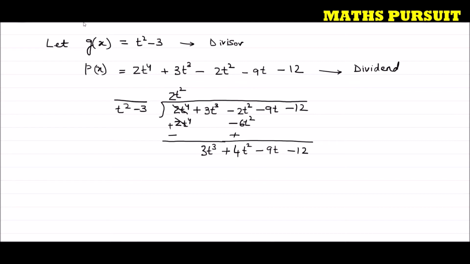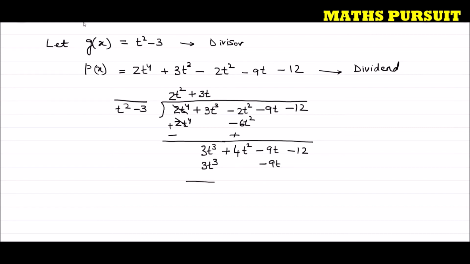Now again the question has come, what should we multiply with this t to the power 2 so that we can get 3t to the power 3? Again the answer is very simple and very straightforward. If we multiply plus 3t with this t to the power 2, we are going to get 3t to the power 3 minus 9t, because 3t into minus 3 is minus 9t. This is what we are going to get.